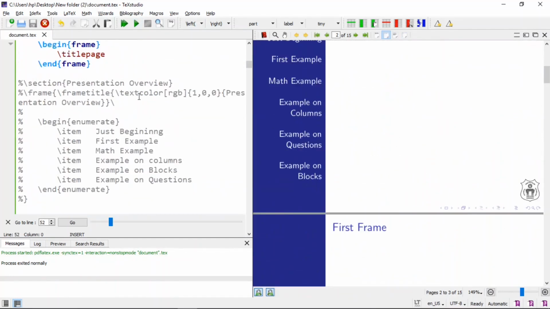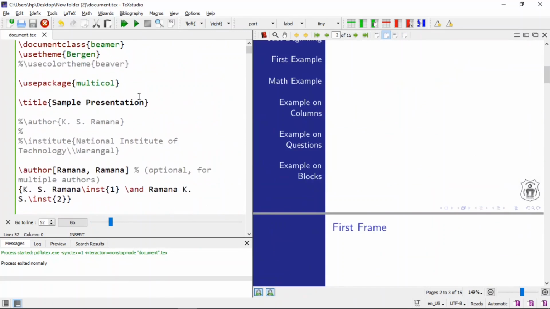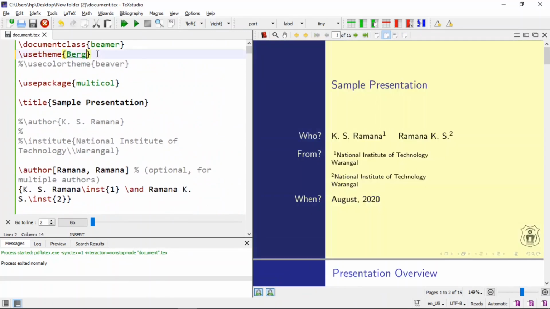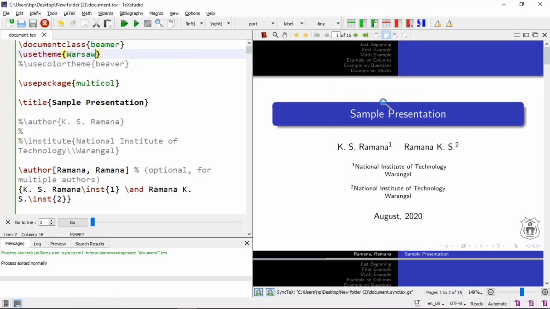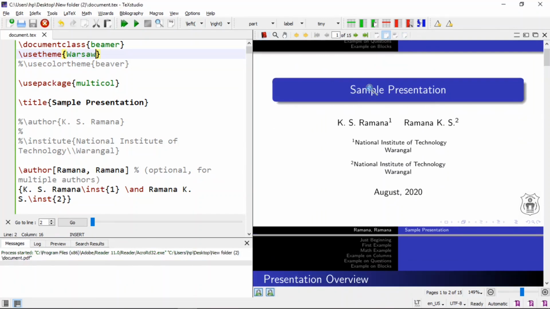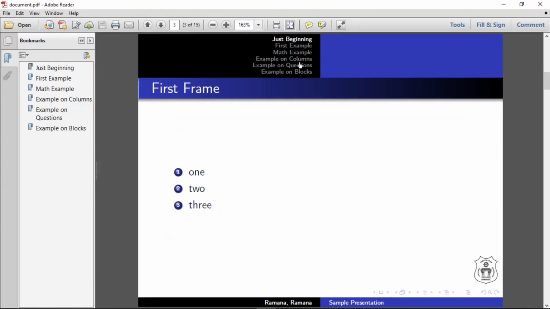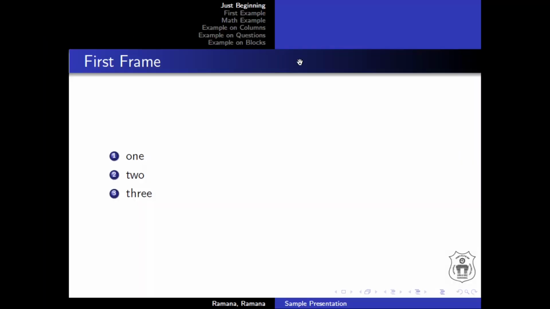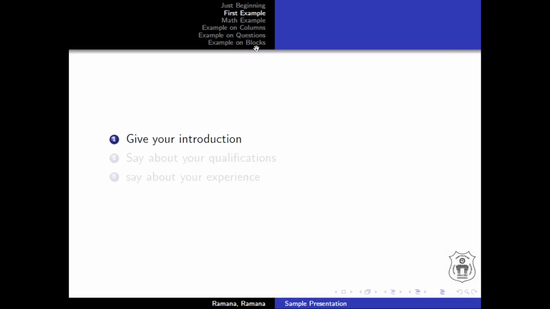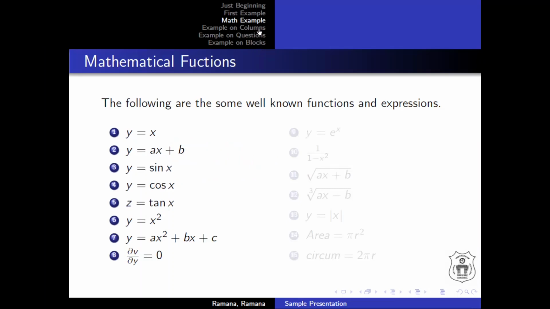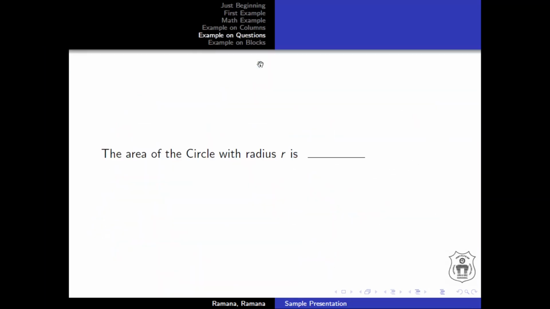Okay, and there are some more that show subsections here, like the theme named Warsaw. This shows the subsections. See here, everything at the beginning, everything on the top of the page. See, just the beginning is highlighted here. Now the first example is highlighted, math example is highlighted, and so on like that. Here you get this. Okay.